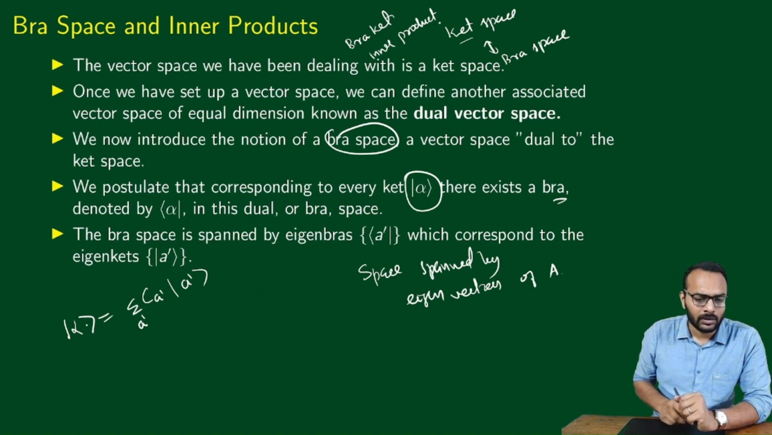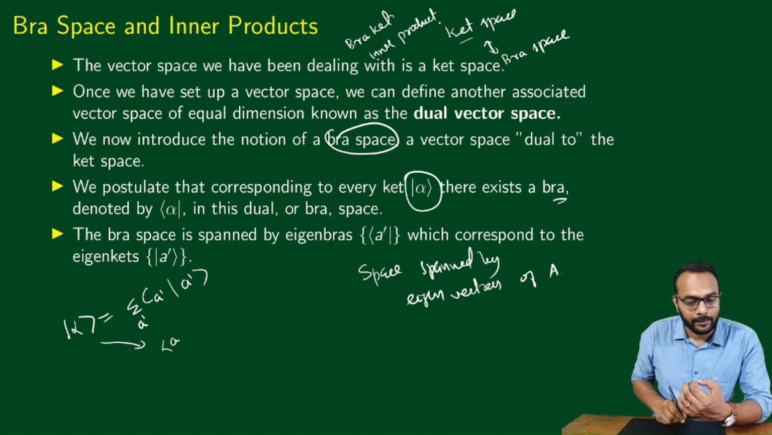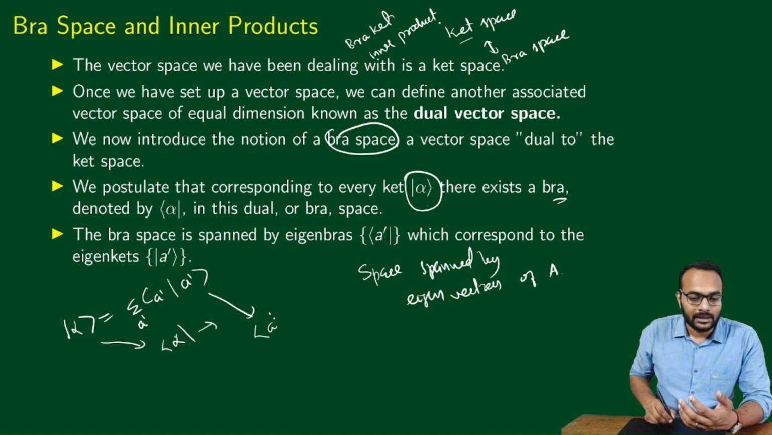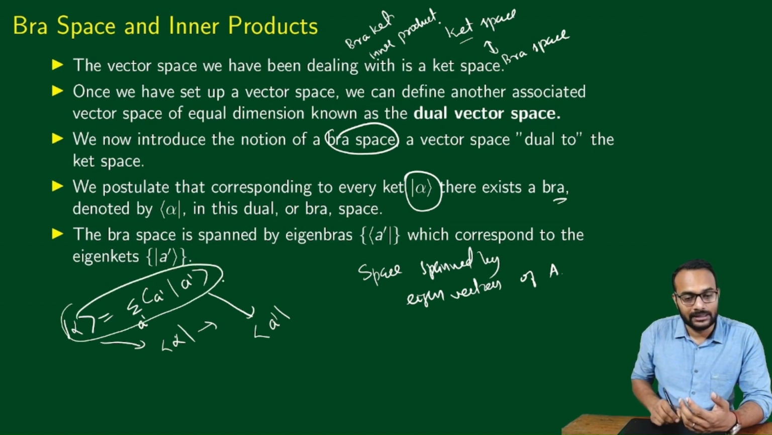Now we postulated that corresponding to every ket there's a bra. And because corresponding to every ket there's a bra, corresponding to every eigenket there is an eigenbra also. So these kets, the corresponding eigenbras can be written like that, bra A prime. So we can say that the ket space is spanned by the set of eigenvectors denoted as ket A prime, ket A double prime, etc. We said that we'll denote the set like that.